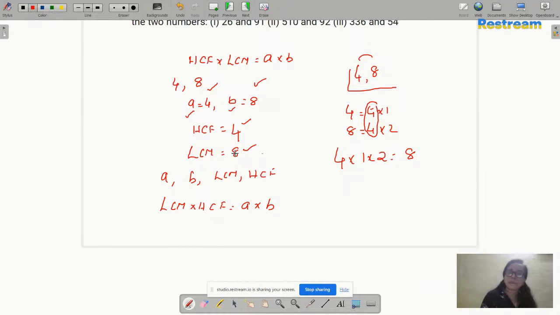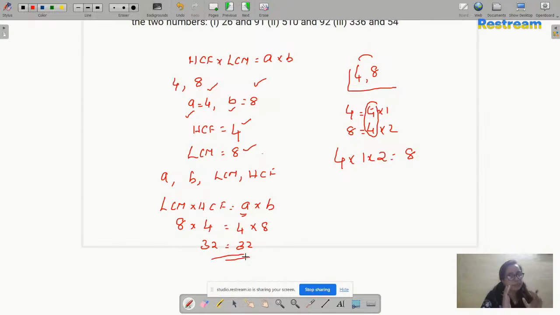What is LCM? LCM is equal to 8. What is the HCF? HCF is equal to 4. Now what is A? A, the first number, is 4. And B is equal to 8. Now you see 8 4s are 32 and 4 8s are 32. That means if you are taking two numbers, this relationship will always be maintained.